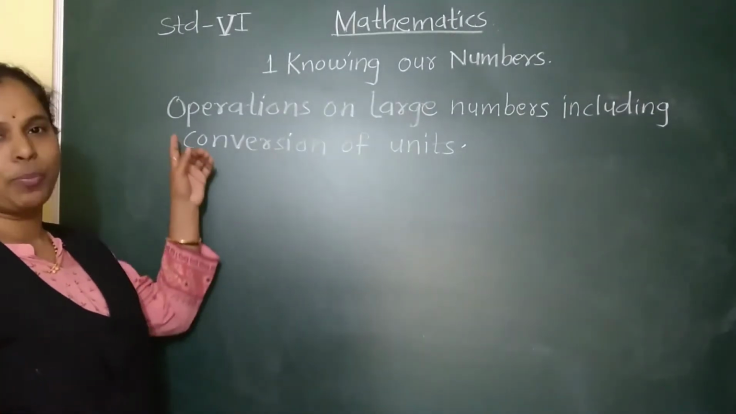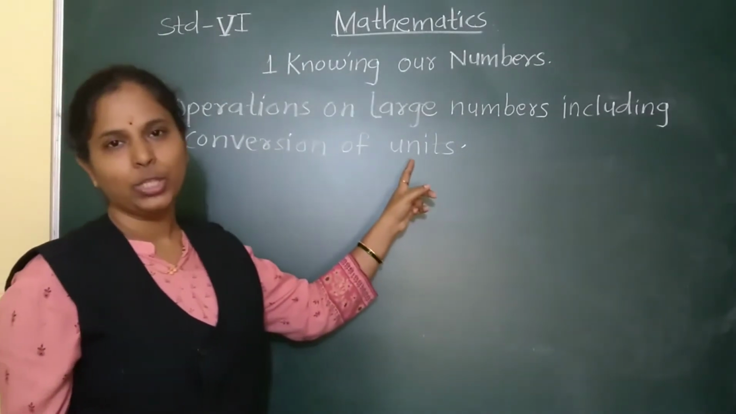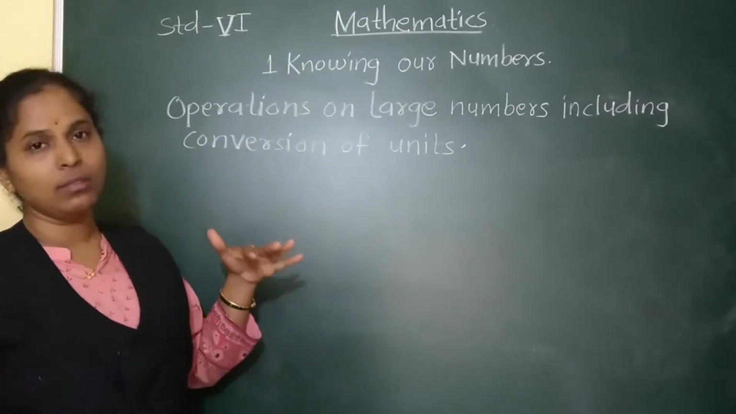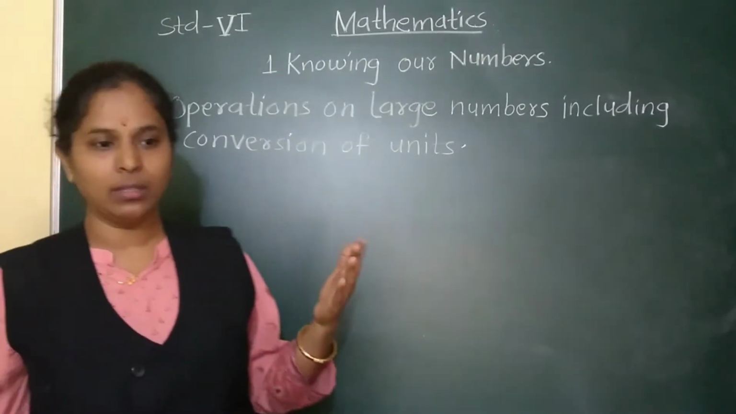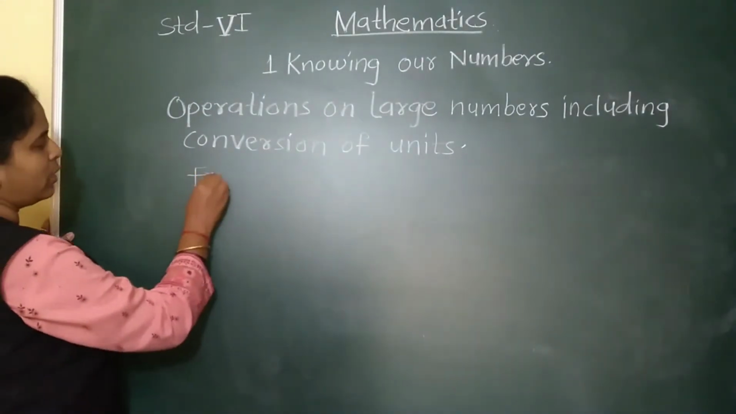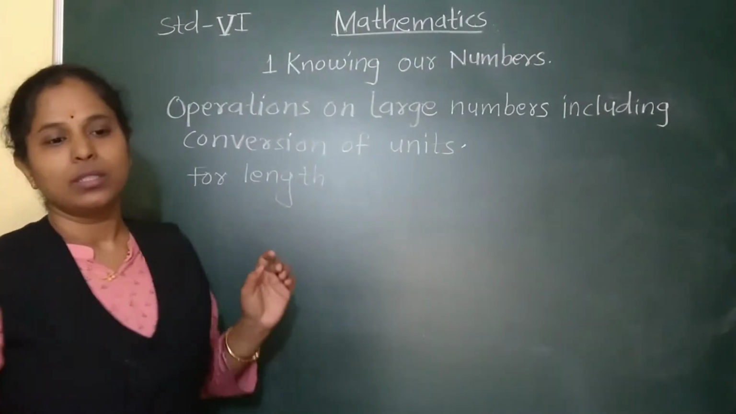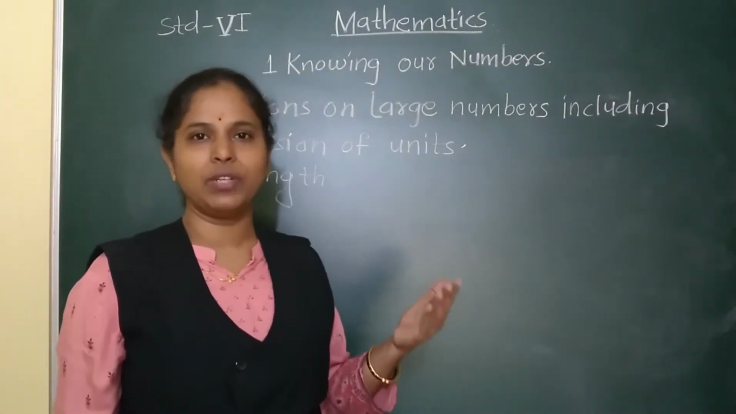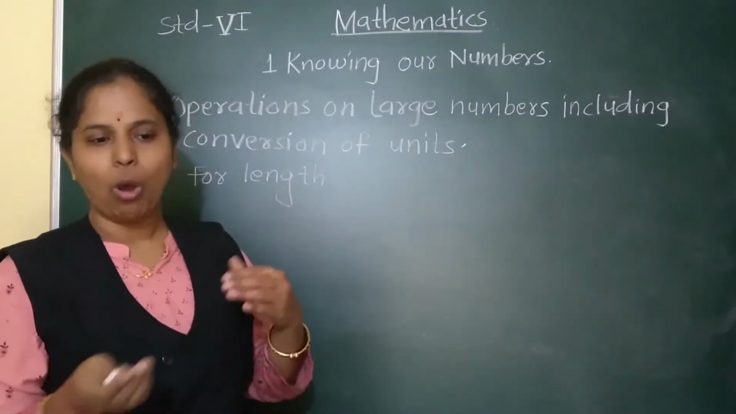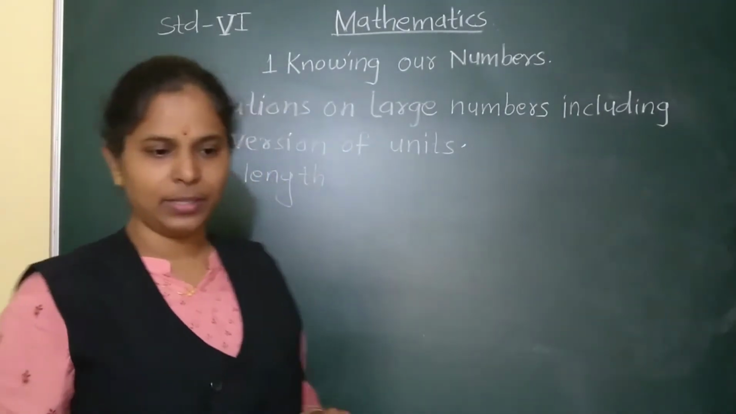Now, next topic is operations on large numbers including conversion of units. So, how to convert the large numbers into smaller units, that we will learn. For example, for length, which are the conversions? For length, the conversions are from centimeter to meter, or meter to kilometer, or millimeter to centimeter, like that it is there.